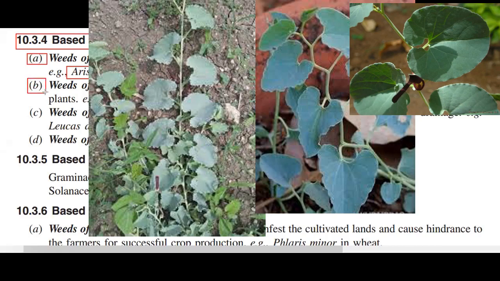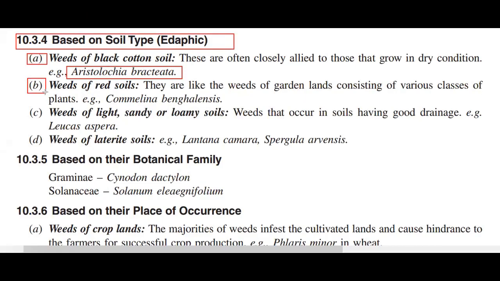Now B, weeds of red soils, which mostly germinate in red soils. They are like the weeds of garden lands, consisting of various classes of plants, such as Commelina bengalensis.